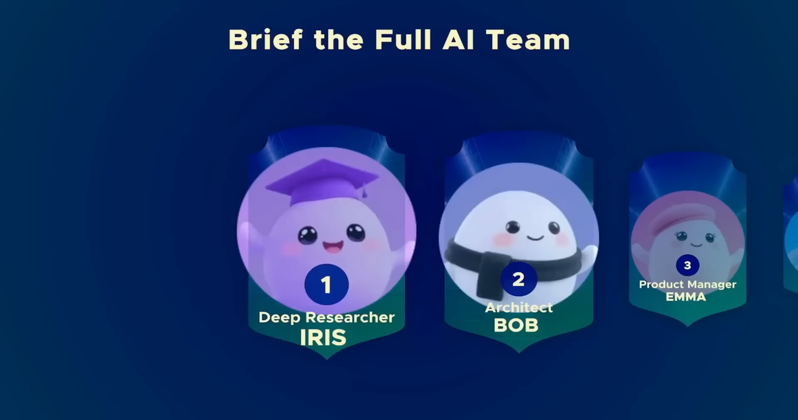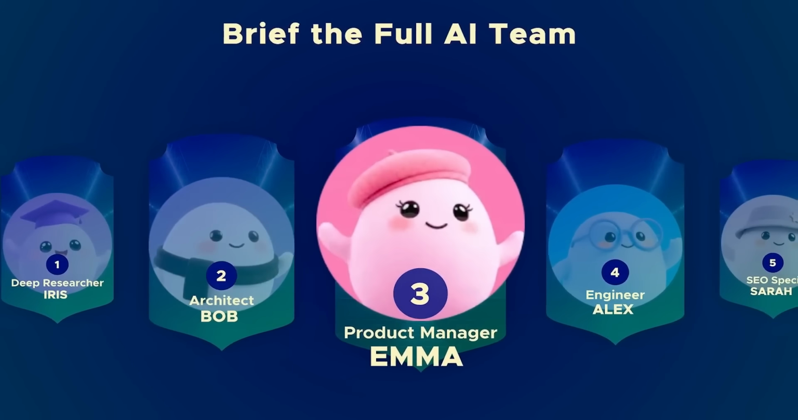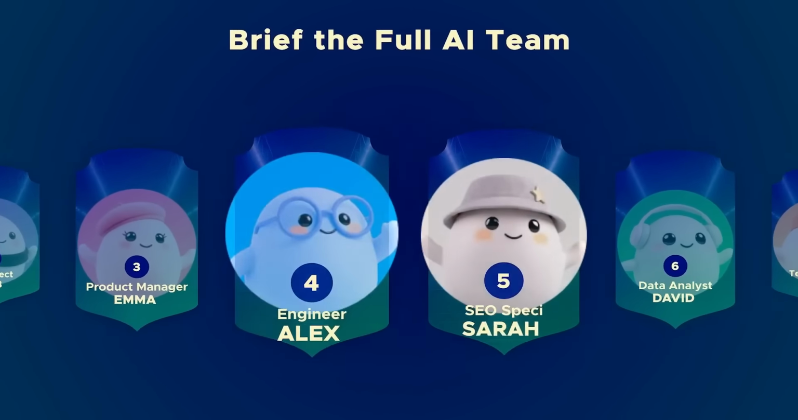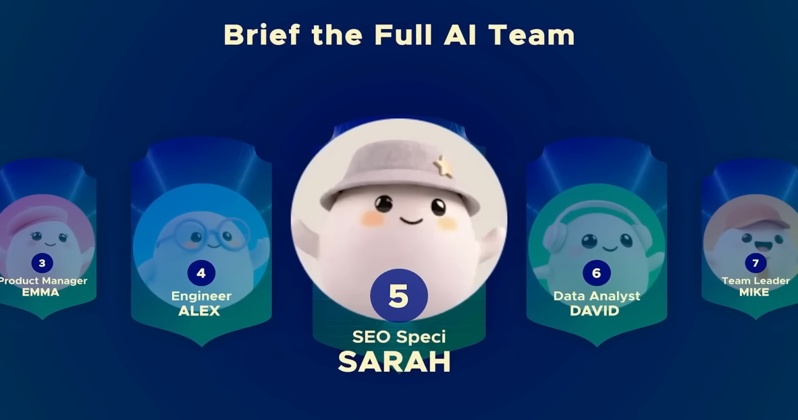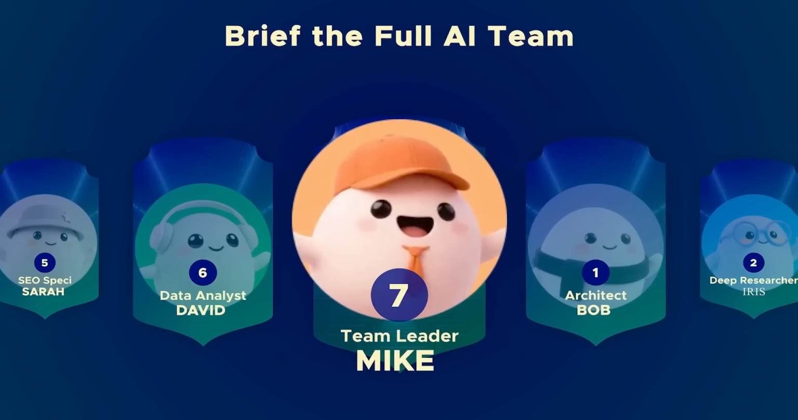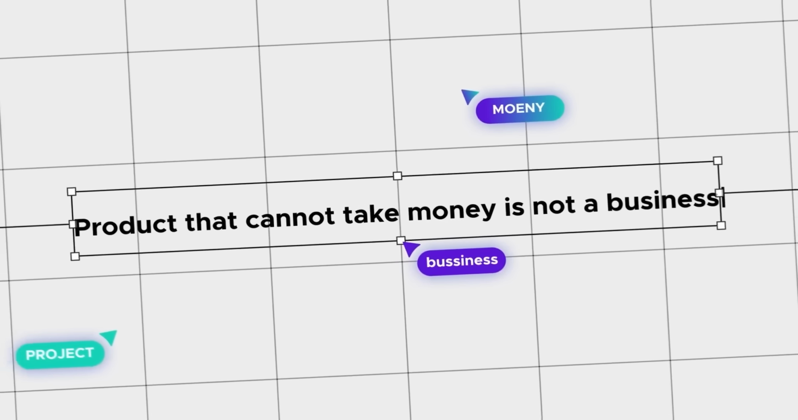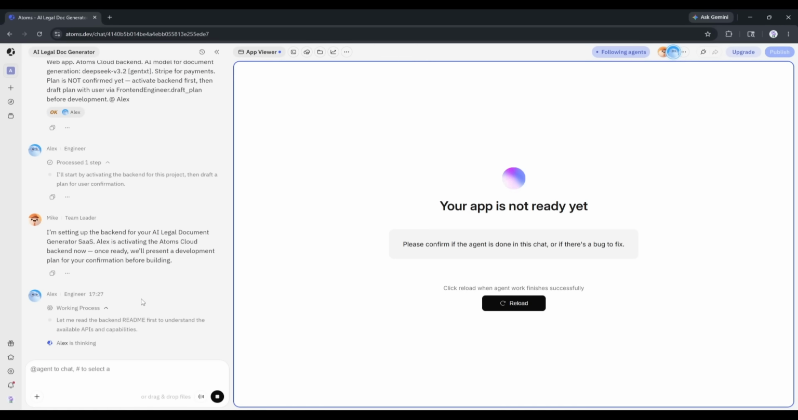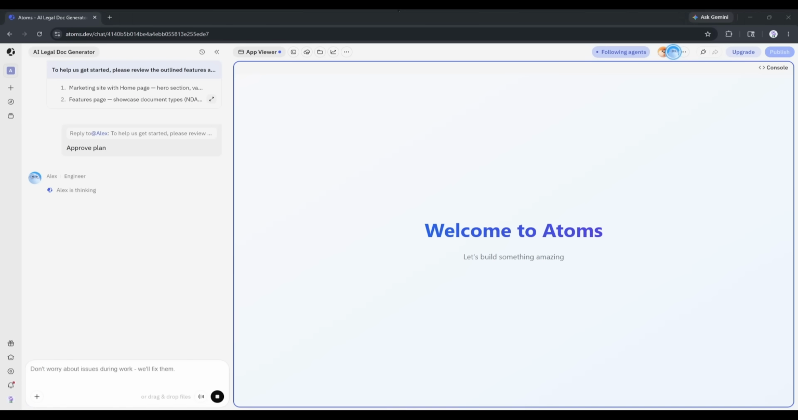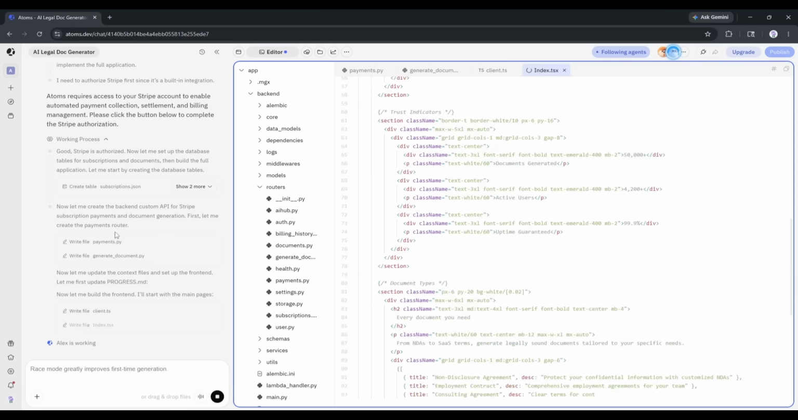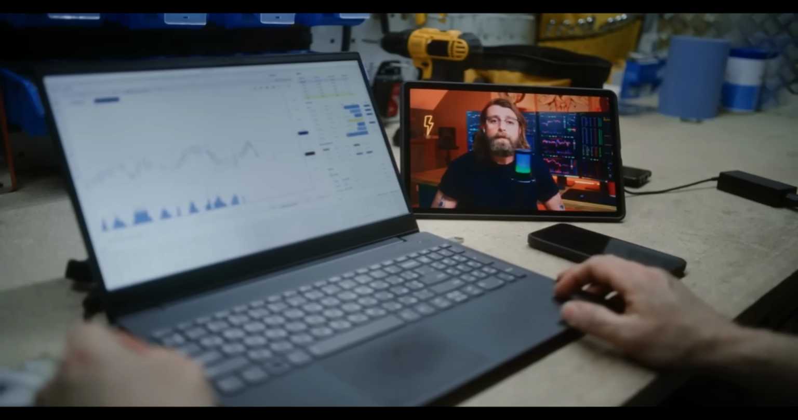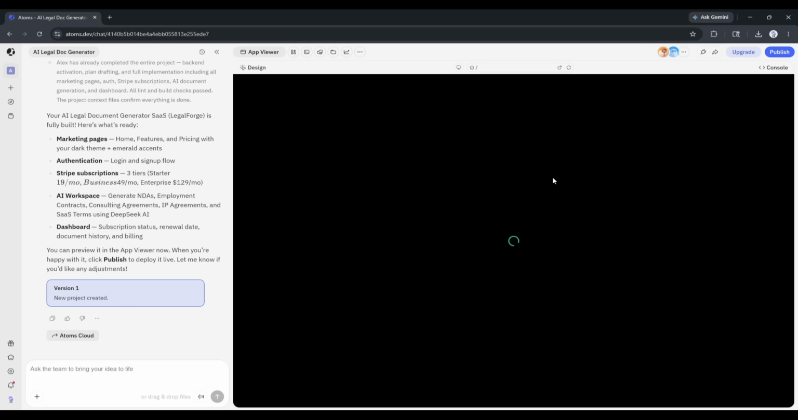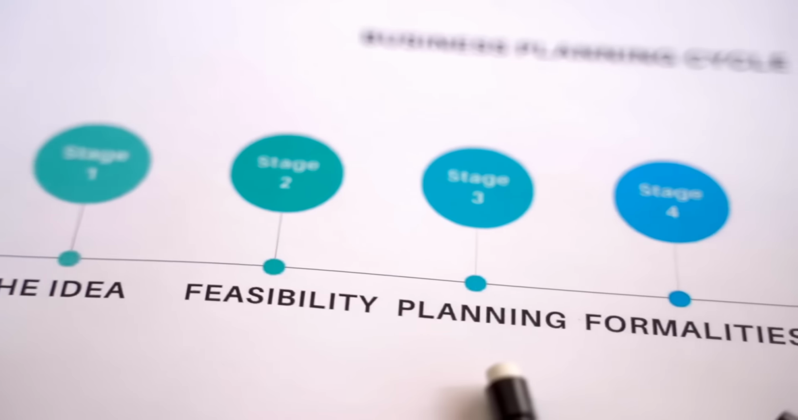But what if you didn't need any of that? What if you had an entire AI development team, a product manager, an architect, an engineer, a researcher, an SEO specialist, all working together, right in your browser, delivering a production-ready SaaS product in minutes? That's exactly what Atoms does. And after spending serious time testing this platform, I can tell you, this is not like anything else out there. And today, I'm going to walk you through building a real AI-powered SaaS tool using Atoms. Step by step, live on screen.